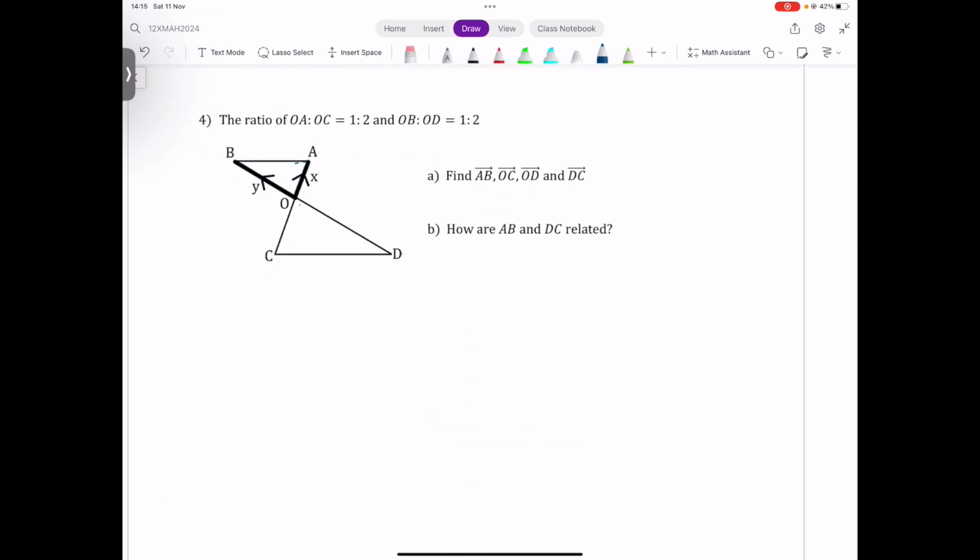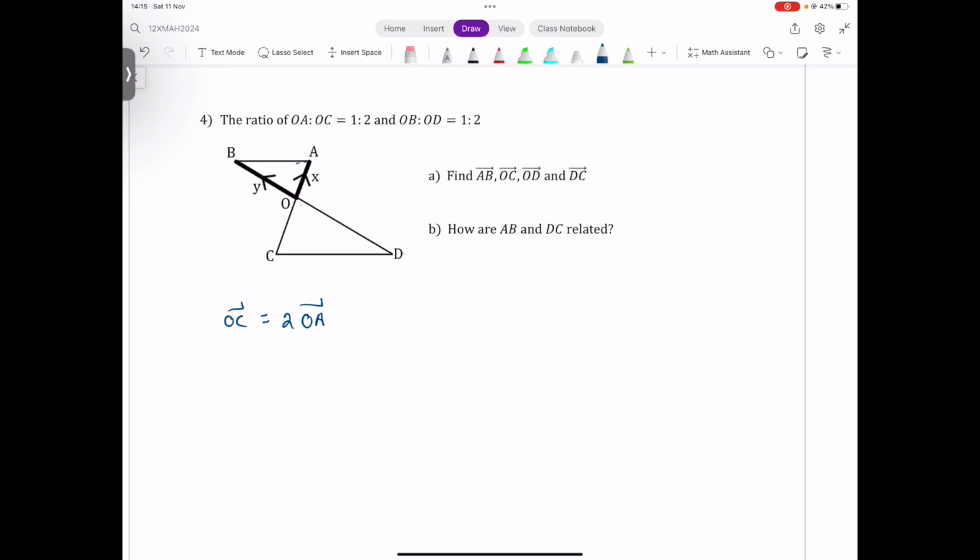This next question, we're told that the ratio of OA to OC is 1 to 2, and OB to OD is also 1 to 2. So we might write down what those ratios mean. If OA to OC is 1 to 2, that tells us that OC is equal to 2 times OA. In other words, OC is twice as large as OA, and that makes sense. It does look like on the diagram that it's twice as large.